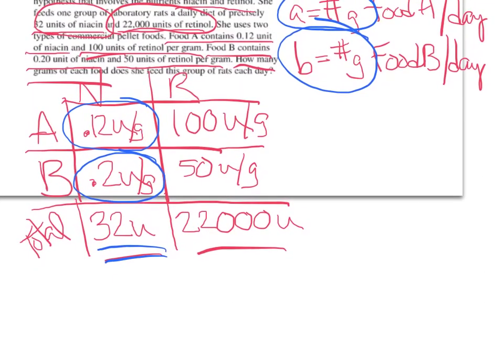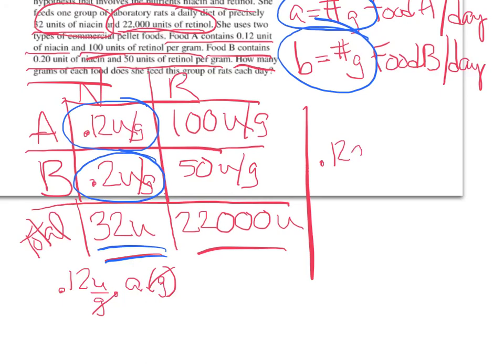Okay. So the amount of niacin in food A can be found by taking the 0.12 units per gram and multiplying that times A, which is the number of grams, so that the grams will cancel out. See that? And we end up with 0.12 units of A. So we'll just write 0.12 A. Now for the B, we can do the same thing. For the B, we have 0.2 units per gram, but we're using B for our number of grams of food B. So again, the grams cancel out and you get 0.2 B. So add to that 0.2 B, and that should equal 32.